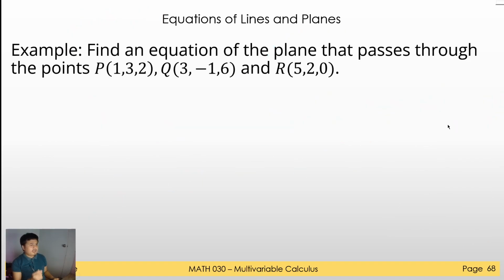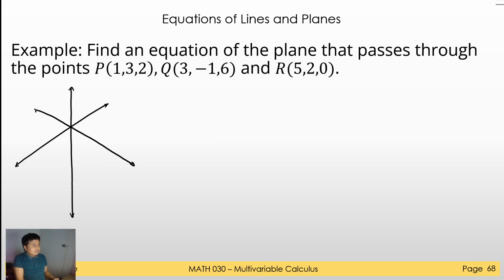Okay, another problem here. Find an equation of a plane that passes through the points P, Q, and R. Let's draw this first to have an idea. What does this even mean, or what is the problem trying to find?